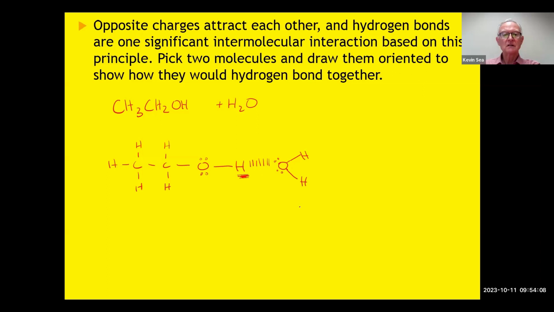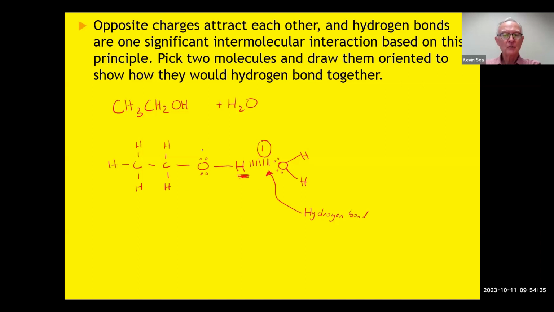And these little parallel lines indicate we have a hydrogen bond. That's how we indicate it, right? It's not a covalent bond. It's a hydrogen bond. It's an intermolecular interaction. It's an attraction of one molecule for the other, but it's not covalent. All right, so that's one of the three hydrogen bonds.